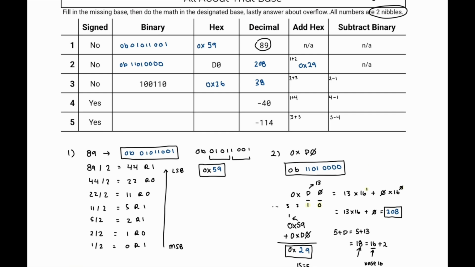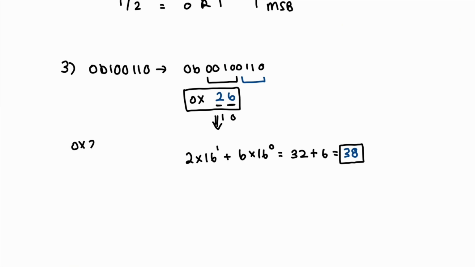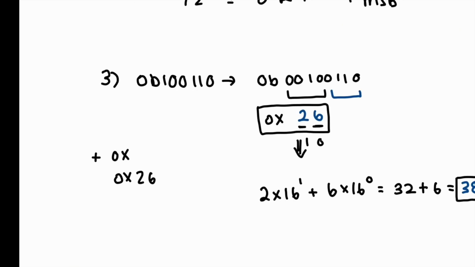Then for our add hex column, we have to add the hex value of 2 and 3. So that will be 0 plus 6 is 6. D plus 2 is 13 plus 2, which is 15, which is F.